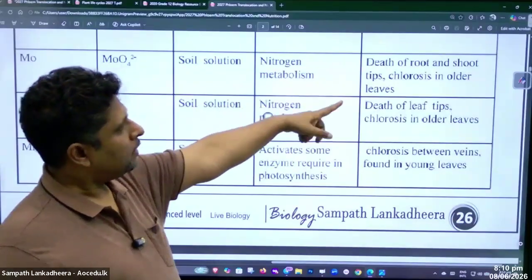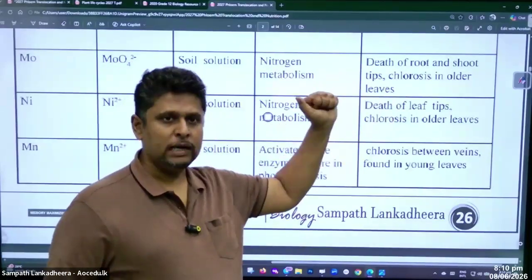Molybdenum: death of the roots and the shoot tips, chlorosis of old leaves.